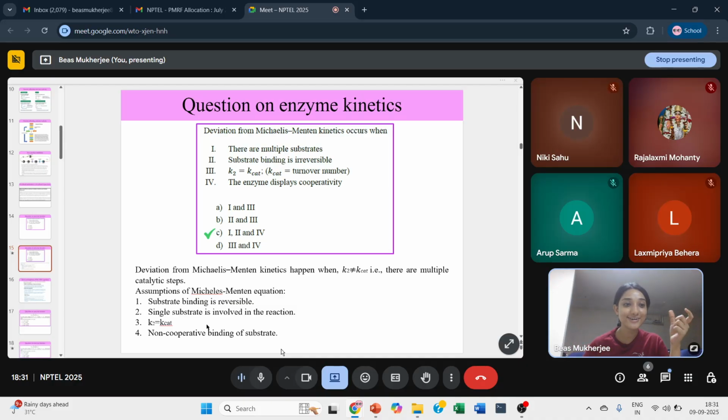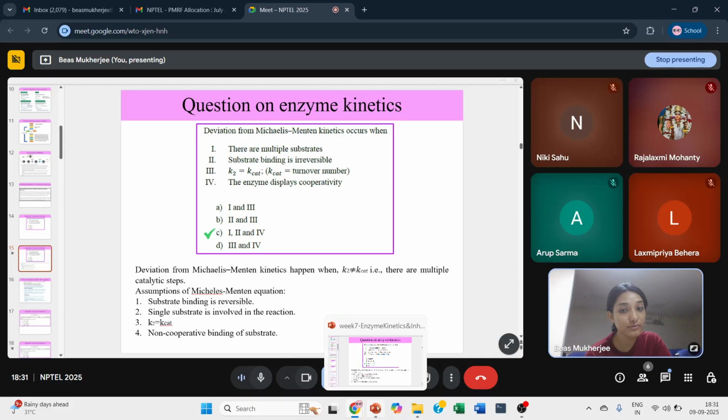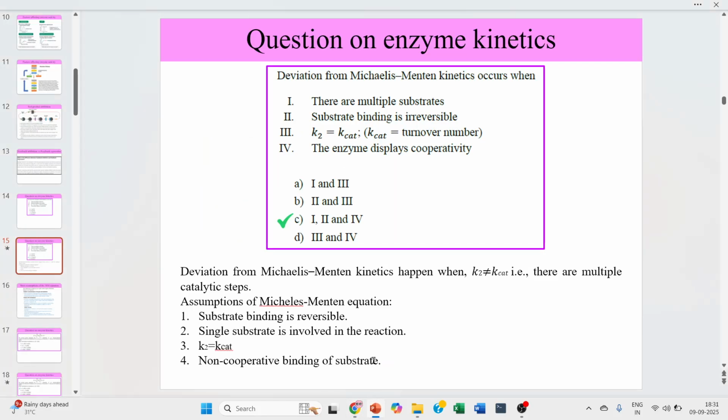For one hypothesis to become a theory, there have to be many assumptions to make it work in every scenario, right? Non-cooperative binding of the substrate is one more thing that has to hold, because cooperative binding is seen in the case of allostery, and allosteric enzymes do not follow the Michaelis-Menten equation.